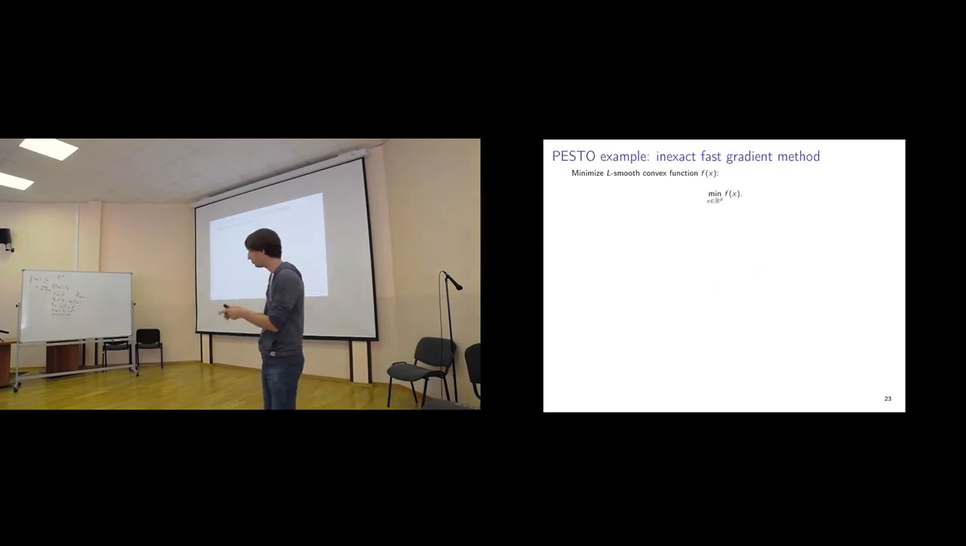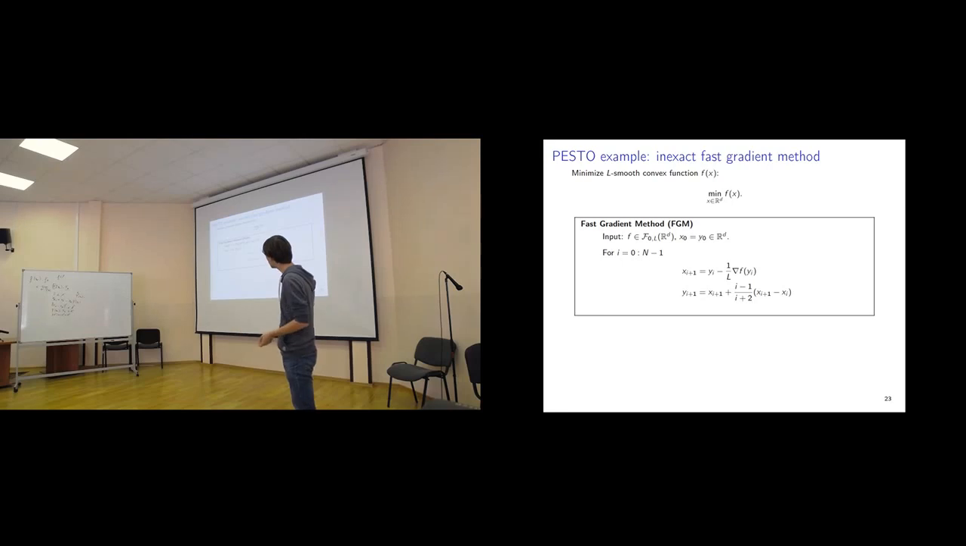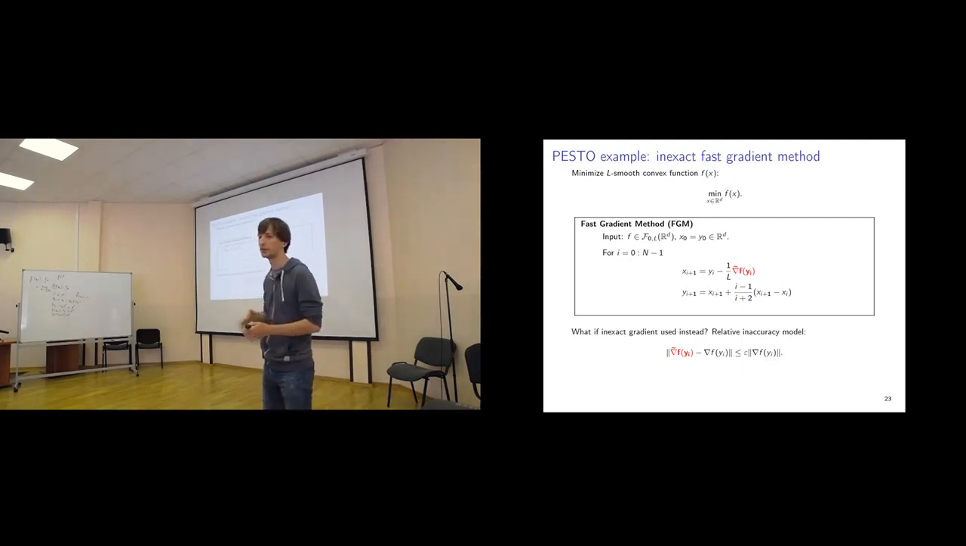Let me give a quick example. Let's say we want to minimize the function f, which is assumed to be convex and smooth. You want to use an algorithm for doing that. The only motivation for the following algorithm is that I don't know the answer, so I just want the SDP to give me the worst case. I will use the fast gradient method, but I will replace the gradients of the fast gradient method by an inexact version, using some relative inaccuracy criterion. Again, this is just for the sake of motivation, because I don't know the worst-case behavior of the fast gradient method for that.